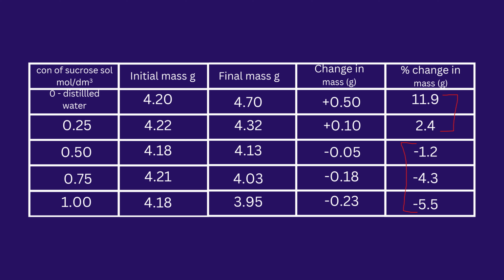And students, this is where the exam questions will come in. Why did these two potato cylinders gain mass? And what caused these to lose mass? That's where even your definition for osmosis will become important. You need to know your definition because your definition can give you the answer to these exam questions.